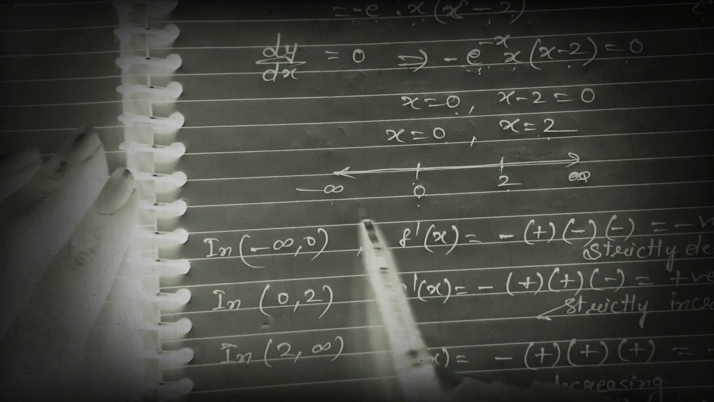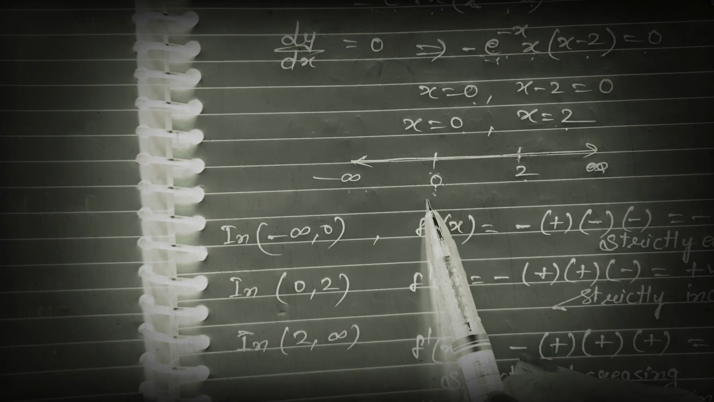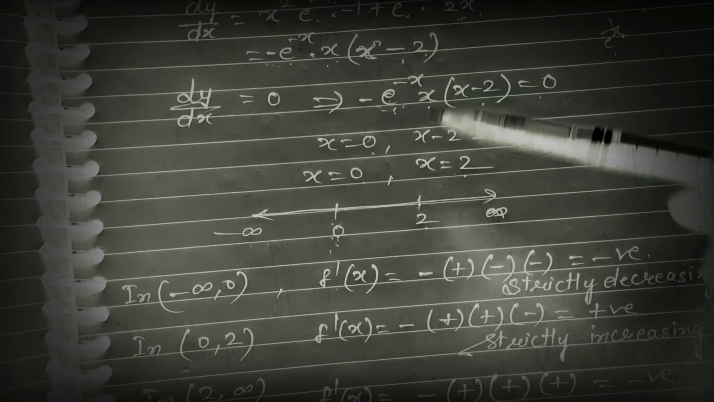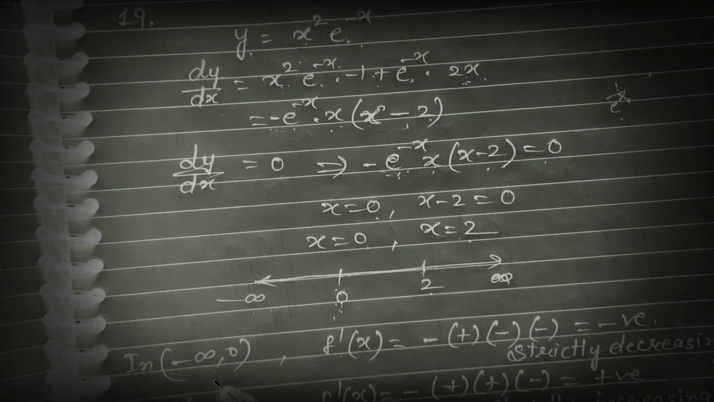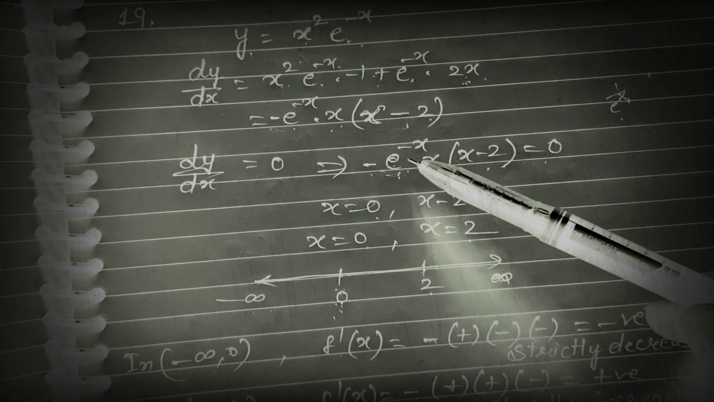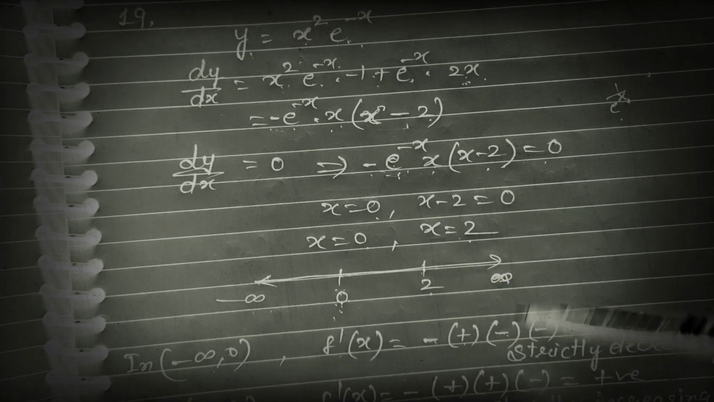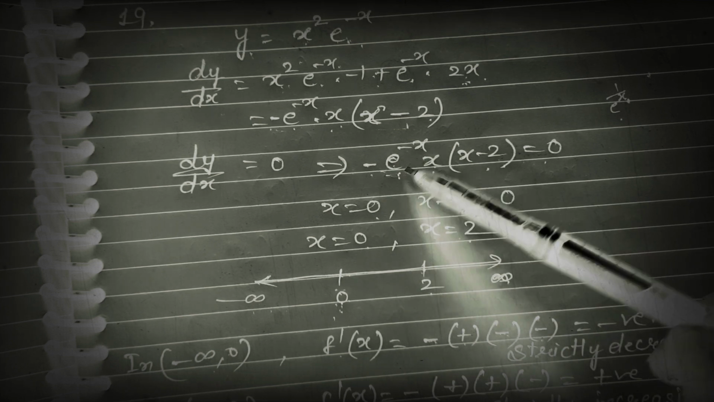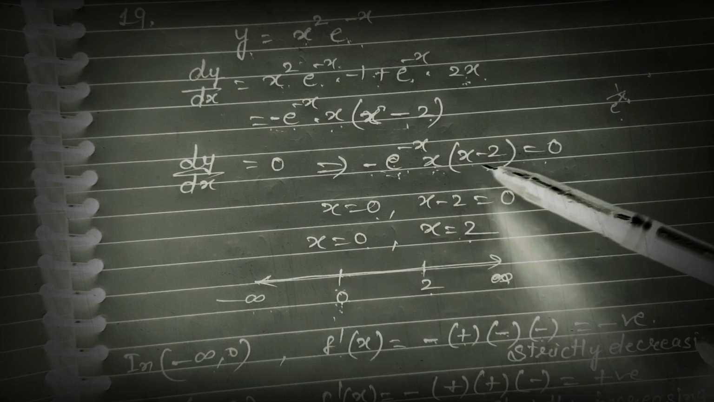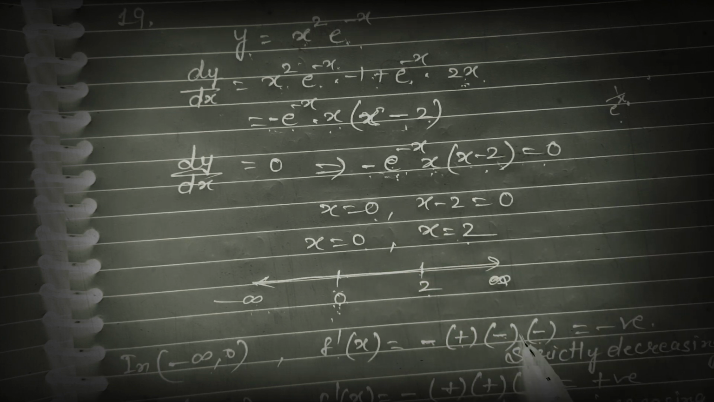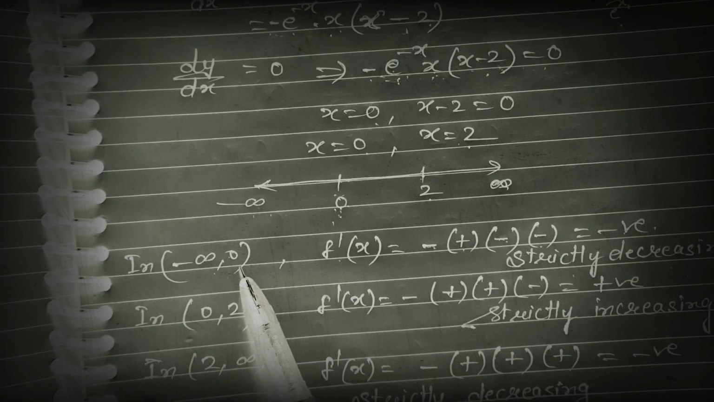So for minus infinity to 0, firstly we will check whether f dash x is positive or negative in this. If we put a value from minus infinity to 0, suppose minus 1, the outside minus is there, e raised to power minus of minus 1 will be plus. Then x is minus 1, negative, and minus 1 minus 2 is minus 3, so negative. Putting these in, it will be minus into minus into minus, which is negative. So the function is strictly decreasing from minus infinity to 0.